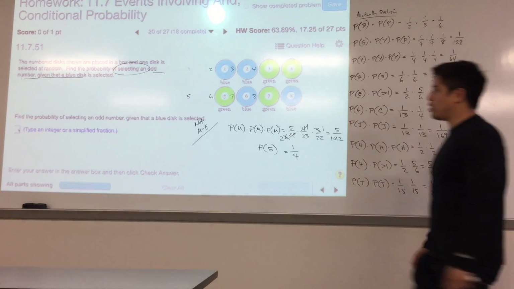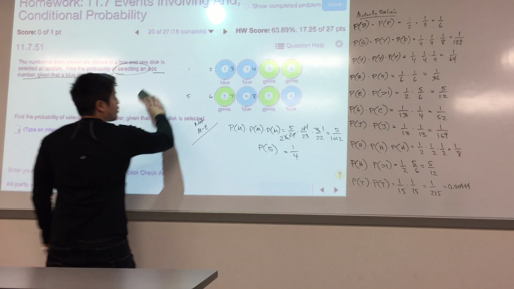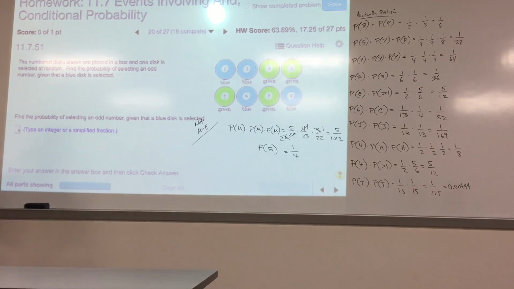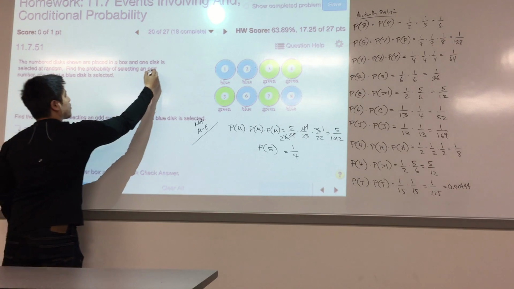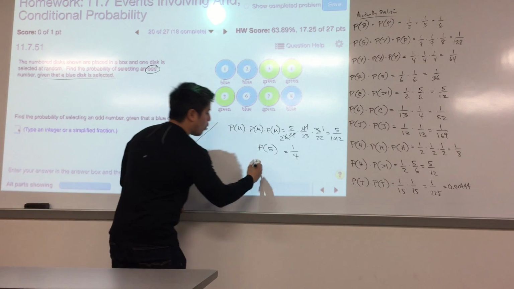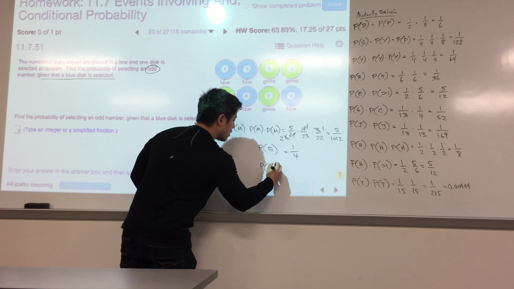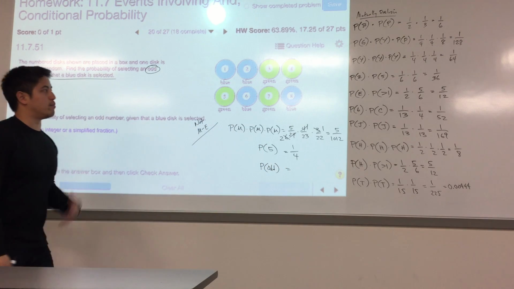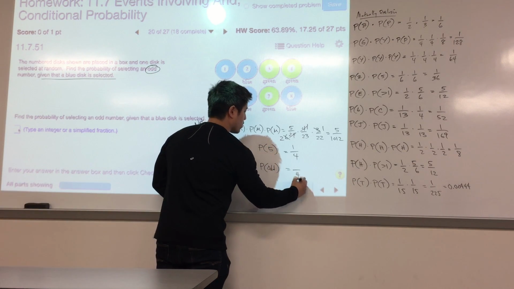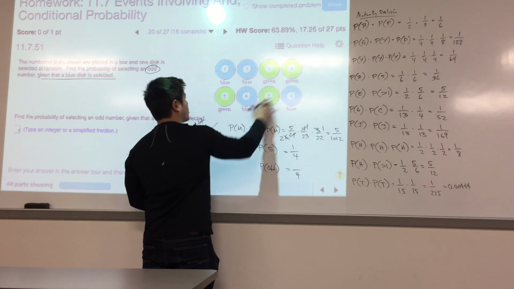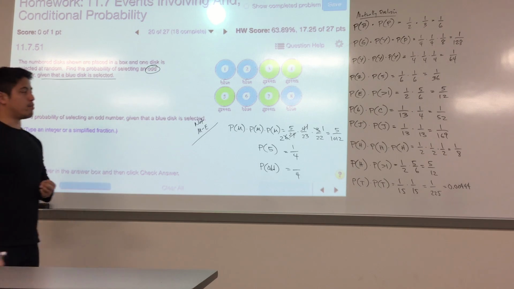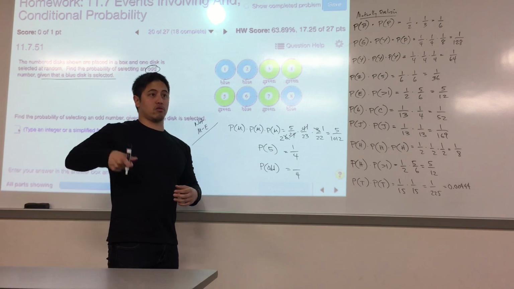Same concept, different problem. And so hopefully you guys can see the numbers. These are 1, 2, 3, 4, 5, 6, 7, 8. All right, so they say probability of selecting an odd number given that blue disc is selected. So you want to select an odd, but you first have to take into account that a blue has been selected, meaning that your probability is out of 4 as well. You don't care about the greens because that's not what they first specified.